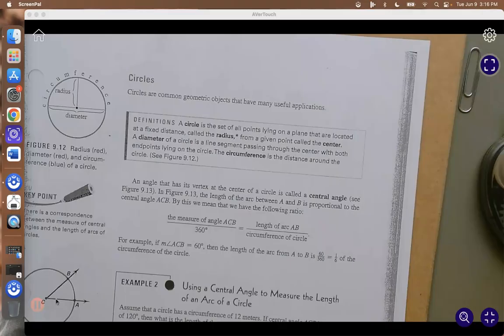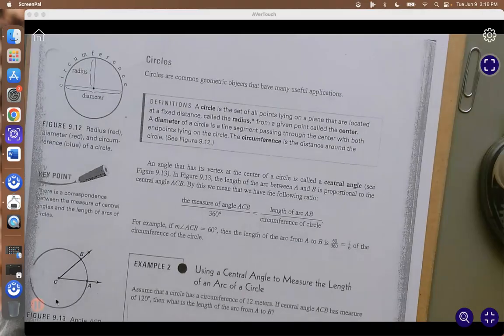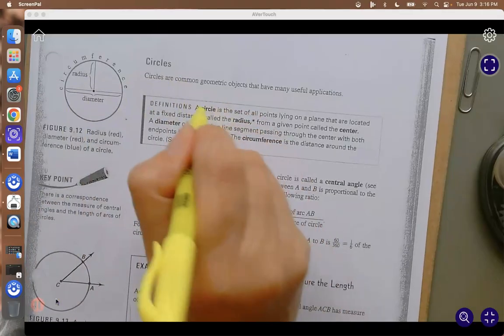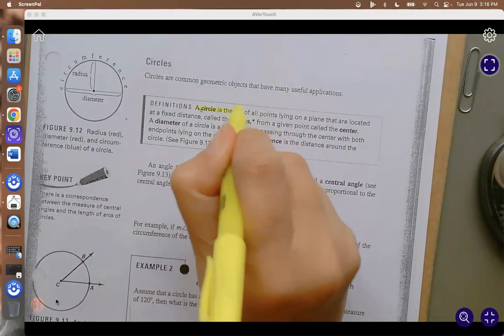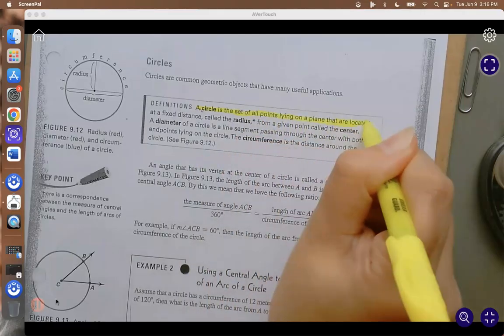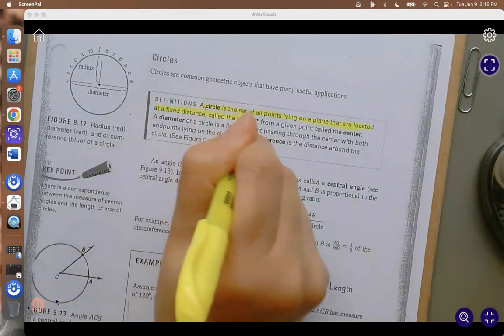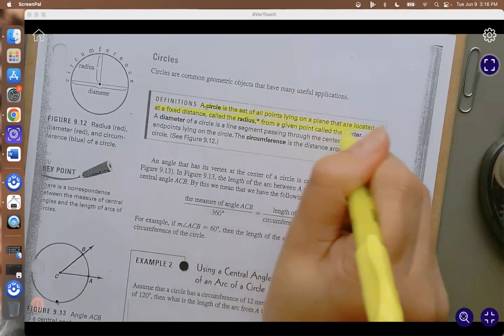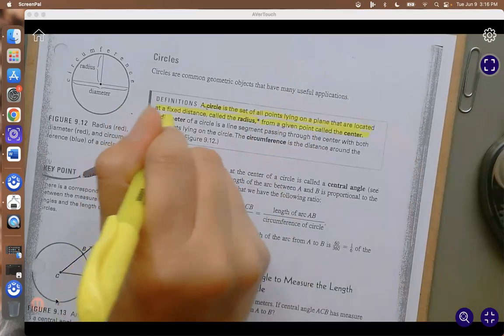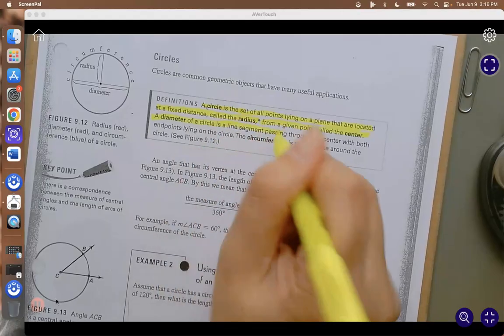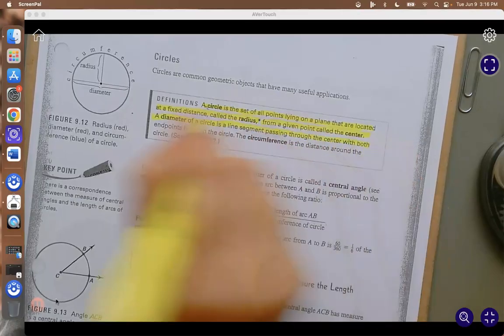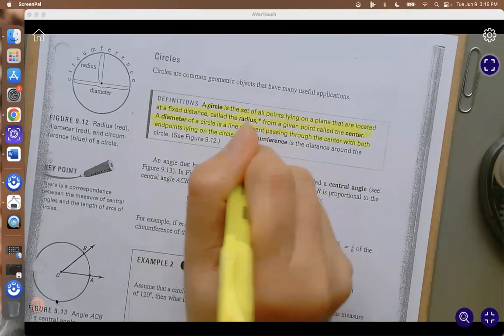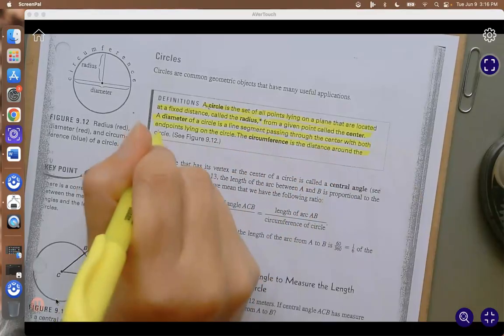Next, circles. Okay. A circle is the set of all points lying around a plane that are located at a fixed distance called the radius from a given point called the center. Remember, the diameter is the line segment that passes through the center with both endpoints lying on the circle. The circumference is the distance around the circle.